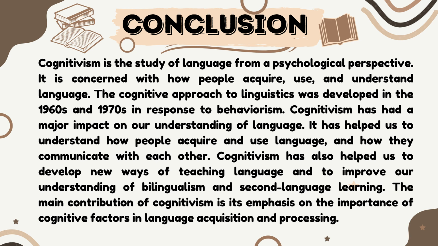Conclusion. Cognitivism is the study of language from a psychological perspective. It is concerned with how people acquire, use, and understand language. The cognitive approach to linguistics was developed in the 1960s and 1970s in response to behaviorism. Cognitivism has had a major impact on our understanding of language. It has helped us to understand how people acquire and use language, and how they communicate with each other.